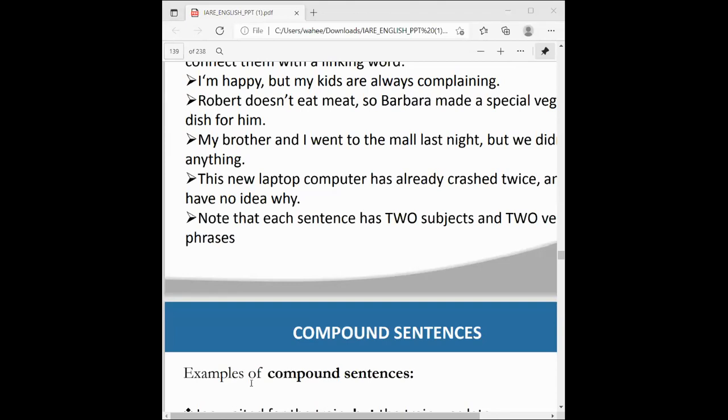The linking word is but. Robert, a friend I have known since high school, does not eat meat, so Barbara made a special vegetarian dish for him. The independent clauses are: Robert doesn't eat meat and Barbara made a special vegetarian dish for him. Then the dependent clause is a friend I have known since high school. The linking word is so here. The linking word is so.